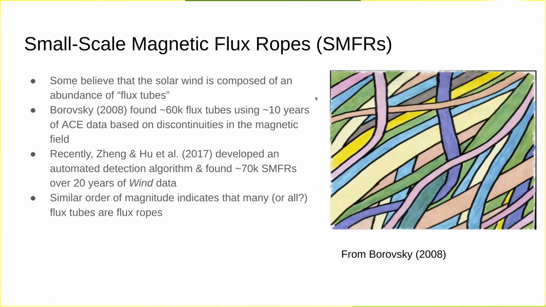So this is a picture of what the solar wind looks like according to a common hypothesis. Many believe that the solar wind is composed of a bunch of flux tubes, which are like distinct regions of plasma with their own orientations and their own stuff going on inside of them. So recently, there was the development of an automated detection algorithm, which found a large number of small-scale magnetic flux ropes. This kind of shows that many of these flux tubes, if not all of them, are probably magnetic flux ropes, which means that they're not just tubes of distinct plasma, but they also have some twist to them.